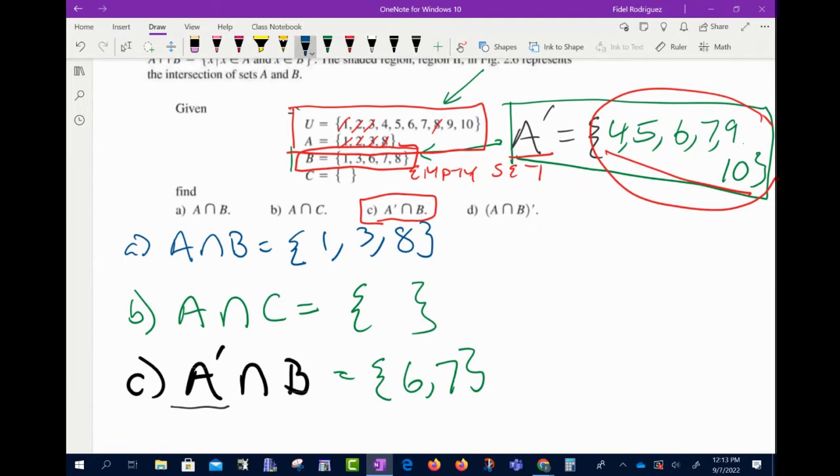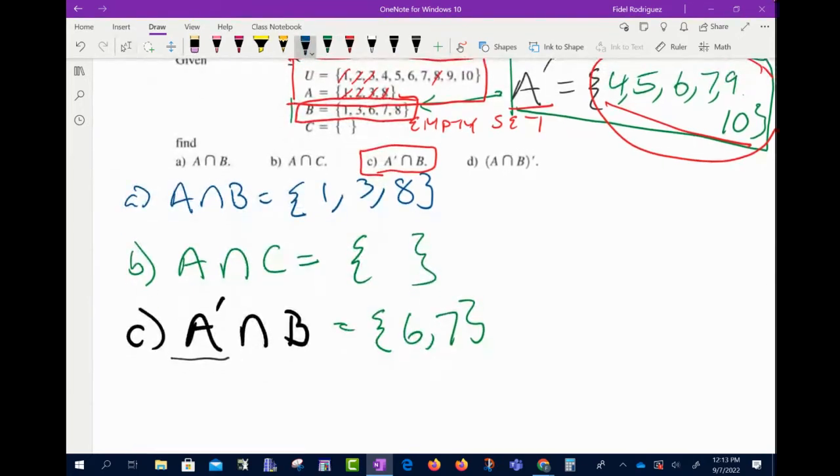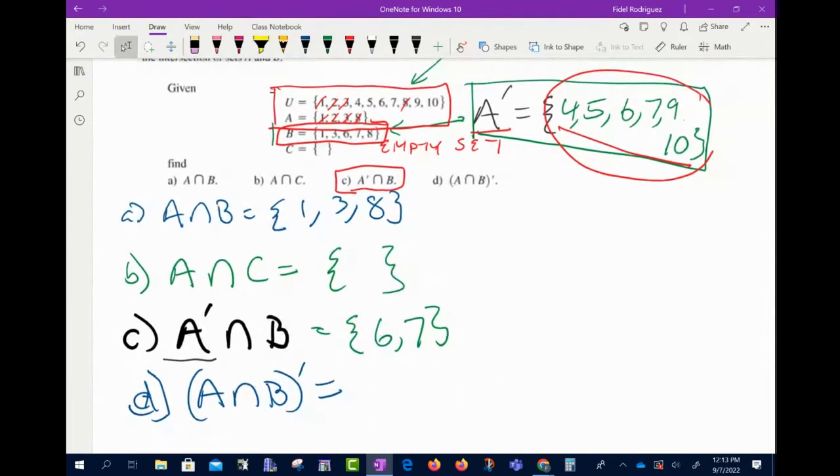Okay, so we have one last part, y'all, to do, part D. Part D says we are looking for A intersection B complement. So in order for us to find A intersection B complement, what we're going to do, you guys, I'm going to come back over here. I'm erasing this stuff because I want to keep making sure that I have access to this. But what I'm doing is I'm going to look at my universal set right there.